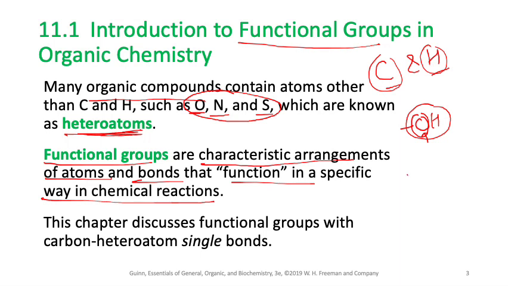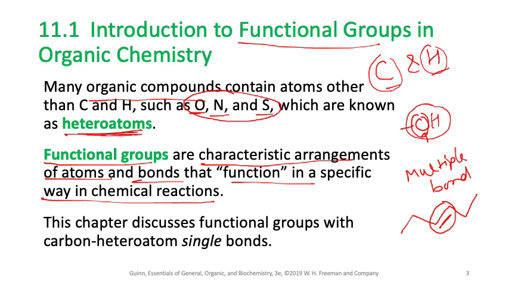It can have a multiple bond. If any organic compound has a multiple bond, let's say a double bond, then this double bond is also treated as a functional group. And sometimes the organic compound can have a heteroatom as well as a double bond. So we're gonna talk about each of them separately.